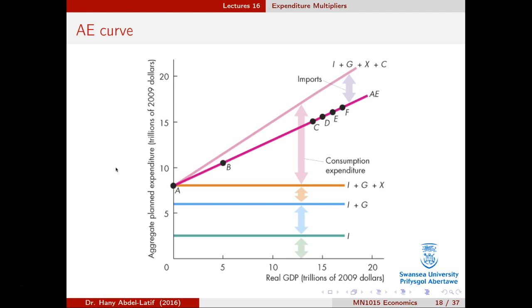So the aggregate expenditure here, this red line, represents the aggregate planned expenditures. And you'll see on the horizontal axis we have the real GDP. On the vertical axis we have the aggregate planned expenditure. And that's what all these sectors plan to spend: planned consumption plus planned investment, planned government expenditure, planned net exports. So that's the aggregate expenditure, or the aggregate planned expenditure.